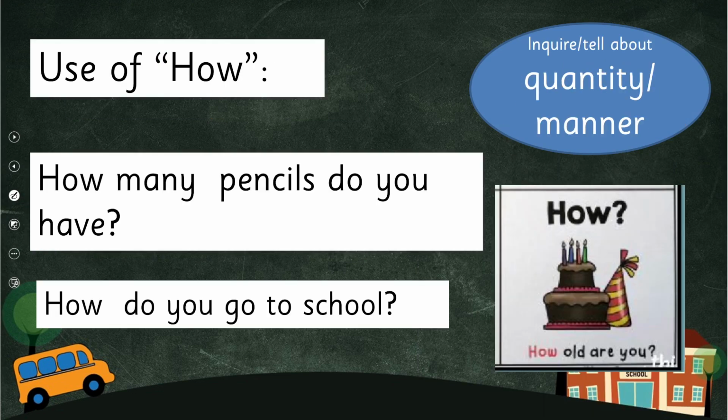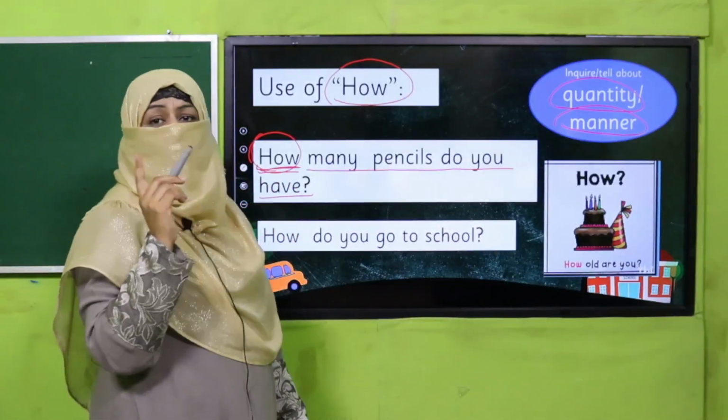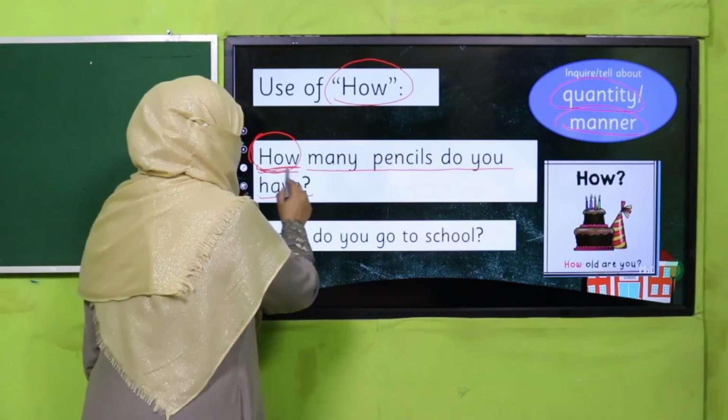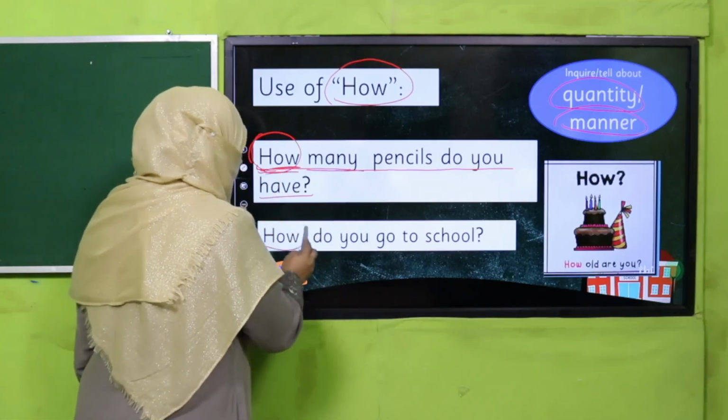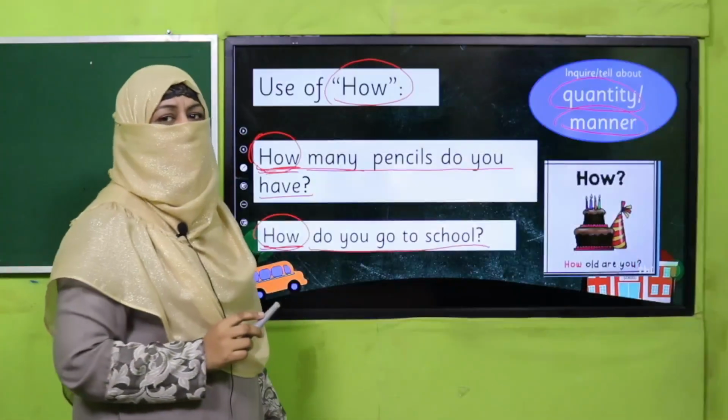All right. We use how to ask about quantity or manner. Means how many pencils do you have? If I ask you, you'll count the pencils. I have 3 pencils or I have 1 pencil. How means you have to tell the quantity. How many? And if I say, how do you go to school? So you have to tell the manner. I go to school by bus.